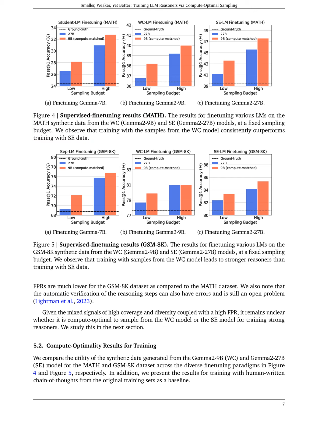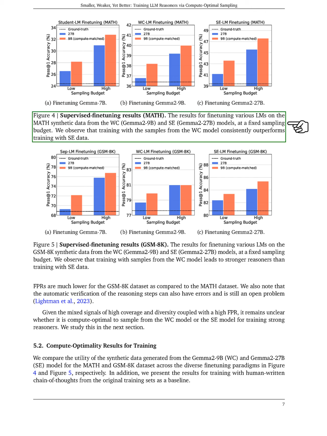Section Summary. In this section, we compare the performance of synthetic data generated from the WC and SE models across various metrics, revealing that the WC model consistently outperforms the SE model in coverage and diversity, while also demonstrating that fine-tuning with WC data is more compute optimal for training models on reasoning tasks. Our findings suggest that using synthetic data from smaller models can enhance generalization capabilities and challenge conventional beliefs about model strength in knowledge distillation.